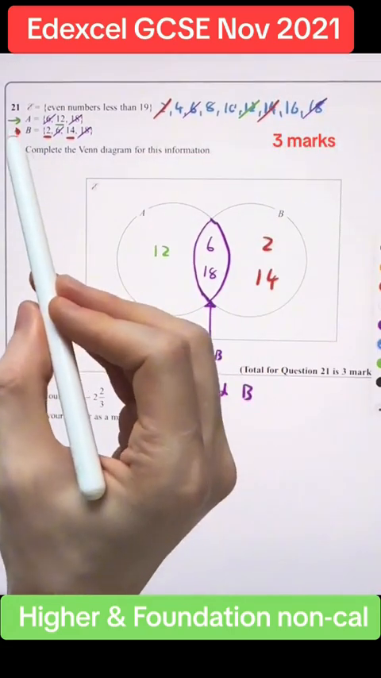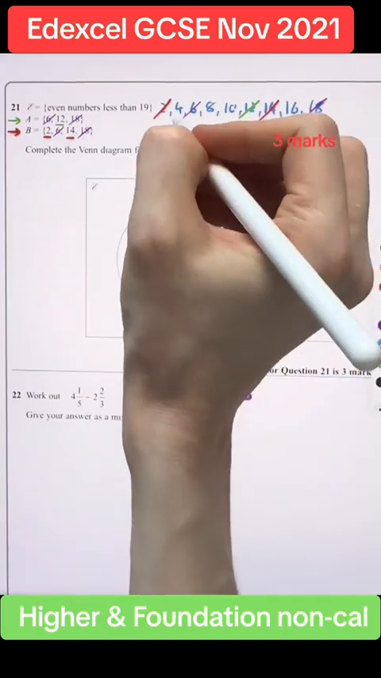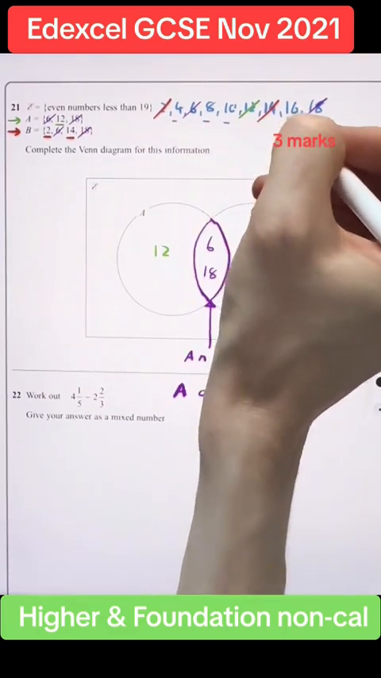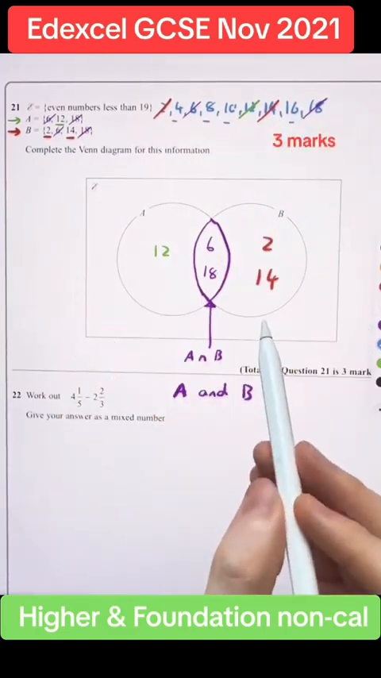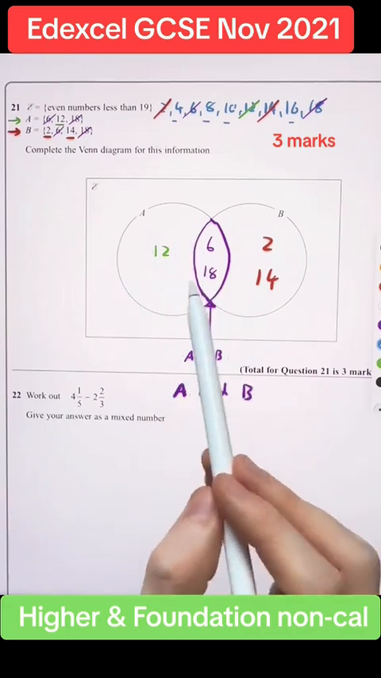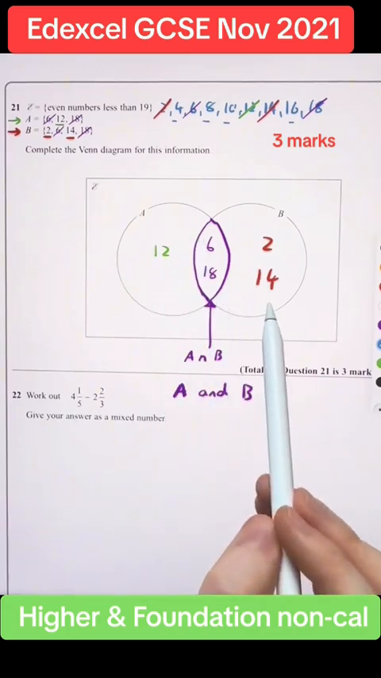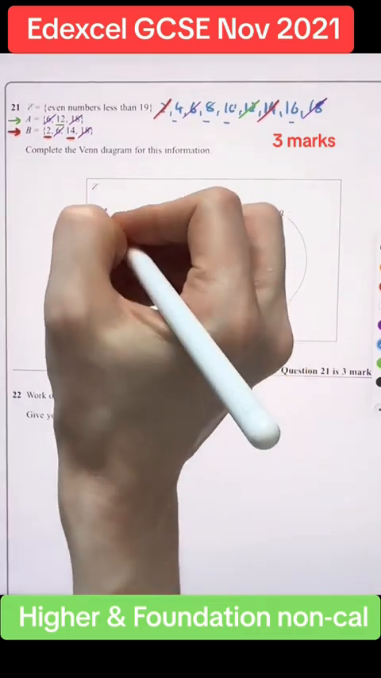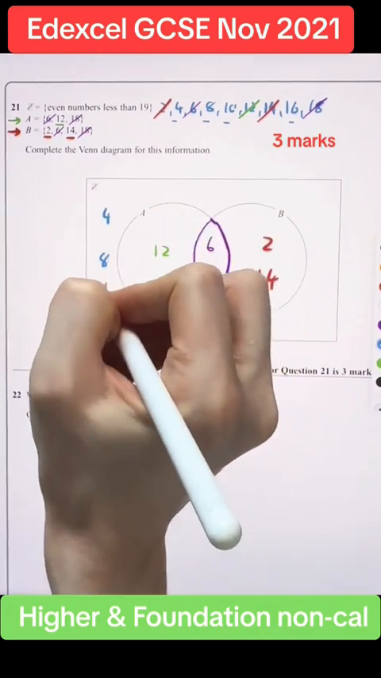Finally, any remaining numbers from the universal set, in this case 4, 8, 10, and 16, that have to be included in the Venn diagram must be placed inside the rectangle, but not inside any of the sets, i.e. not inside any of the circles. So here I'm going to place 4, 8, 10, and 16.